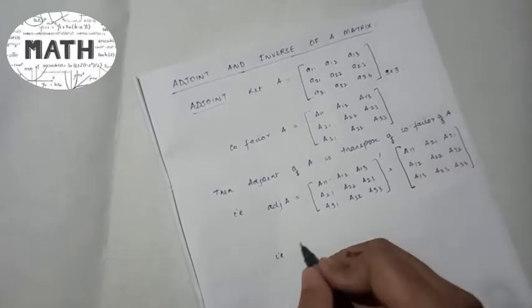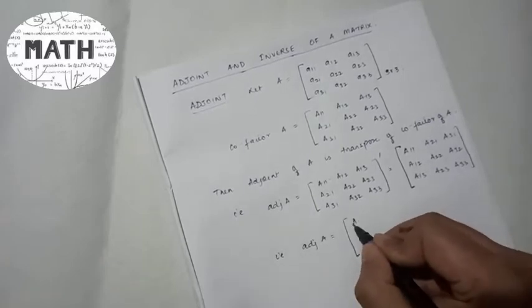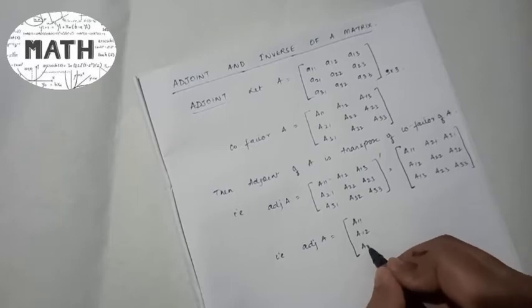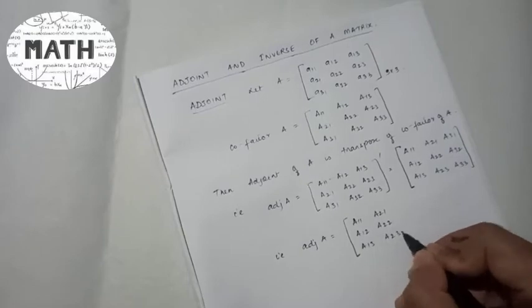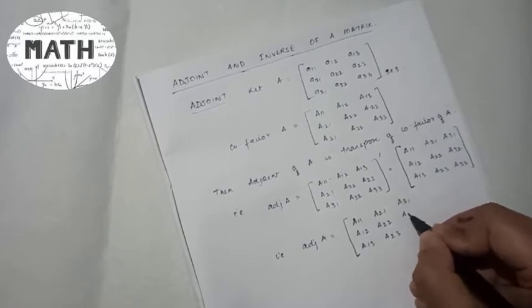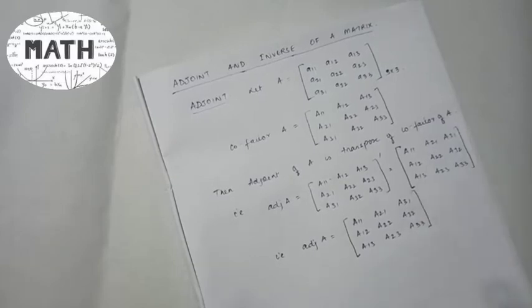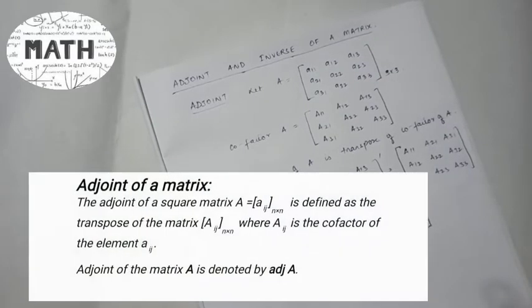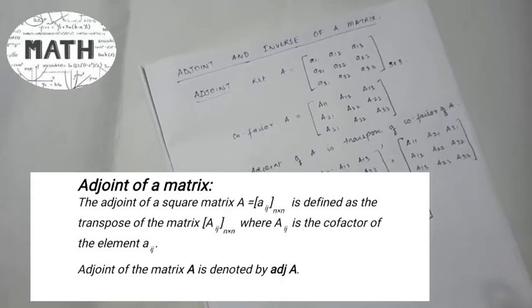So in short, your adjoint of A is nothing more than A11, A12, A13, A21, A22, A23, A31, A32, A33. That's your explanation of the adjoint. The definition is popping up there. You can just see the adjoint of a matrix. If you're not clear with the definitions, in your textbook you'll be much more clear.